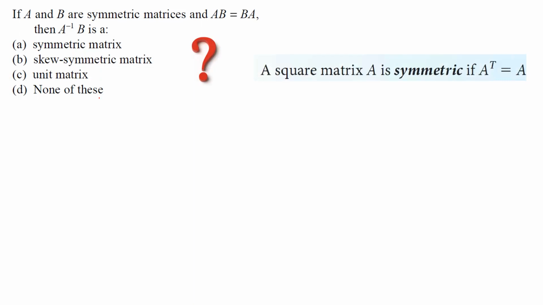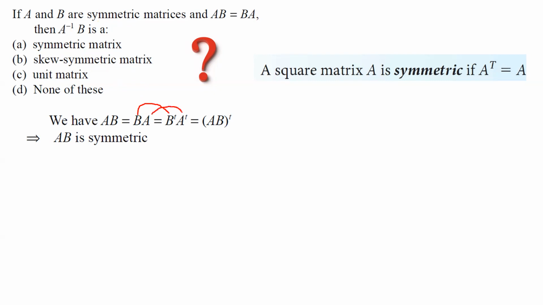We say that a square matrix like A is symmetric if the transpose of A is equal to A itself. Now let's begin. Since AB is equal to BA, it's equal to the transpose of B times the transpose of A. Why is that? Because the question says you have symmetric matrices. So instead of B, we can use the transpose of B, and instead of A, the transpose of A. Then you can combine this together as the transpose of AB. So our conclusion is that AB, the multiplication, is also a symmetric matrix.